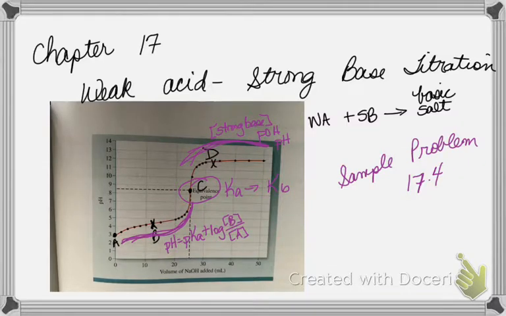So that does not finish chapter 17, but that gets us through a lot of the acid-base stuff. Those are the only two titrations I'm worried about you knowing: a strong acid, strong base, and a weak acid, strong base. That's the only two that I'm going to focus on.